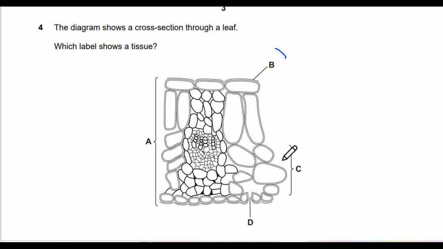And C is the mesophyll cells or mesophyll layers. So this consists of similar types of mesophyll cells that form mesophyll layers. So C will be our answer for this.